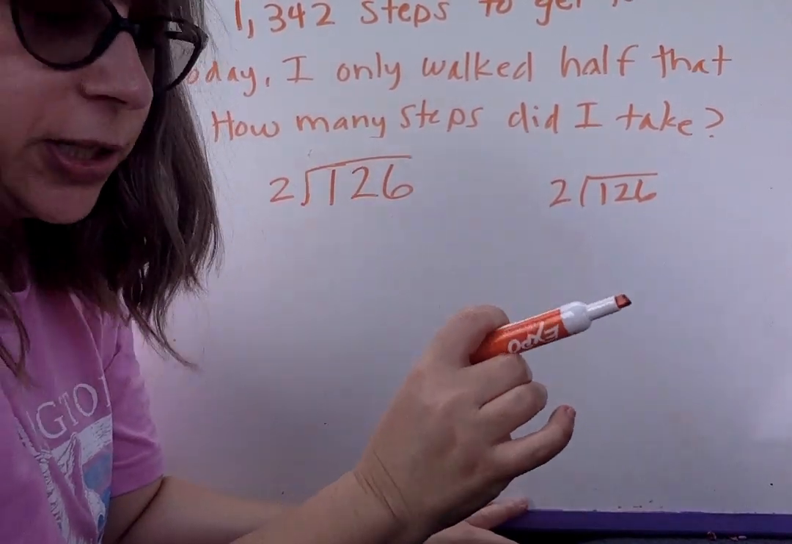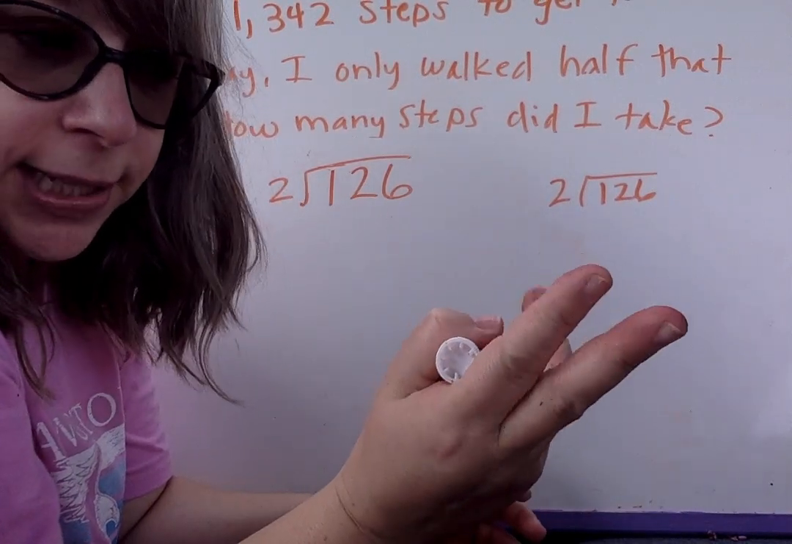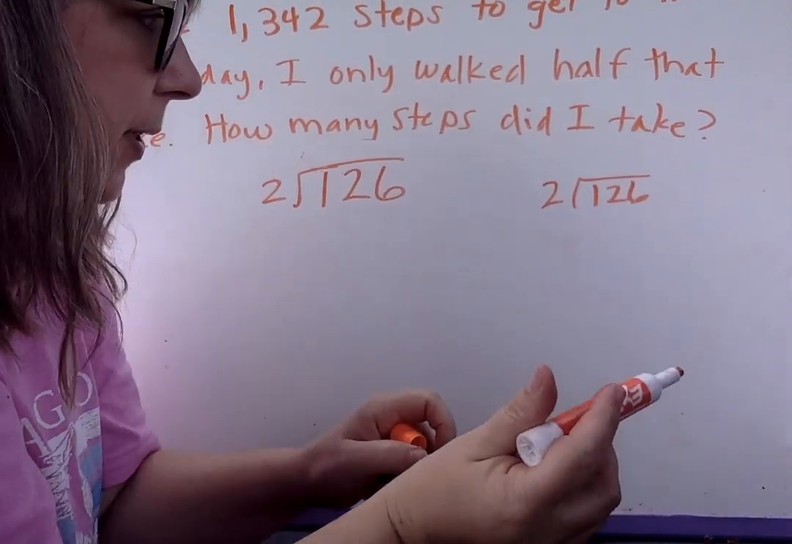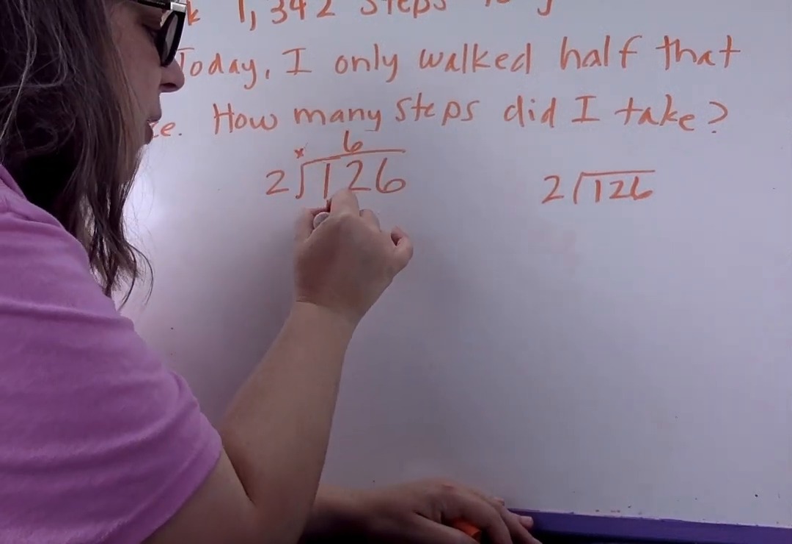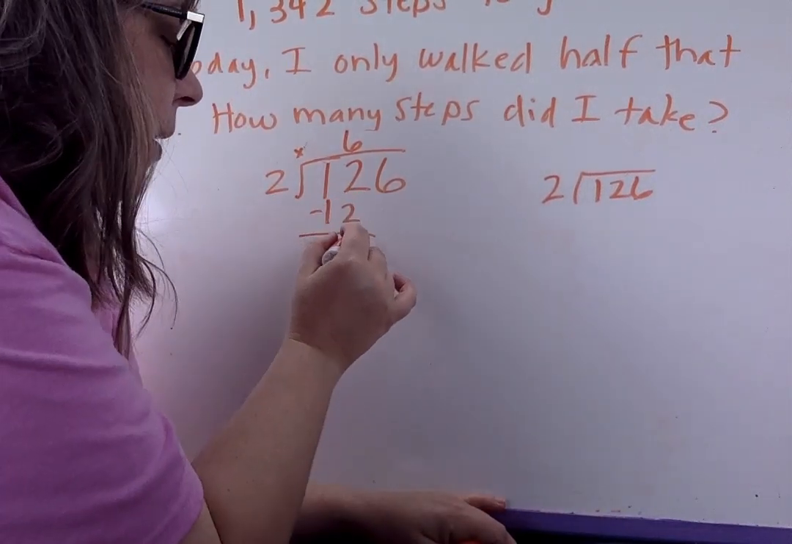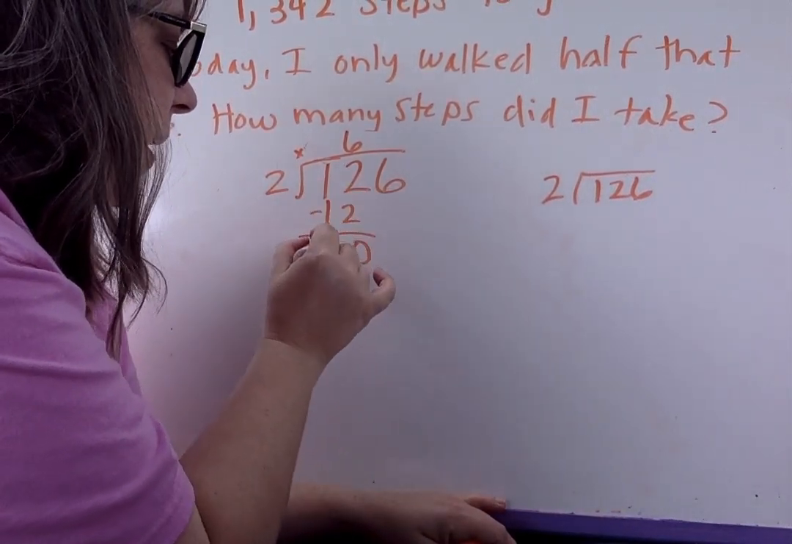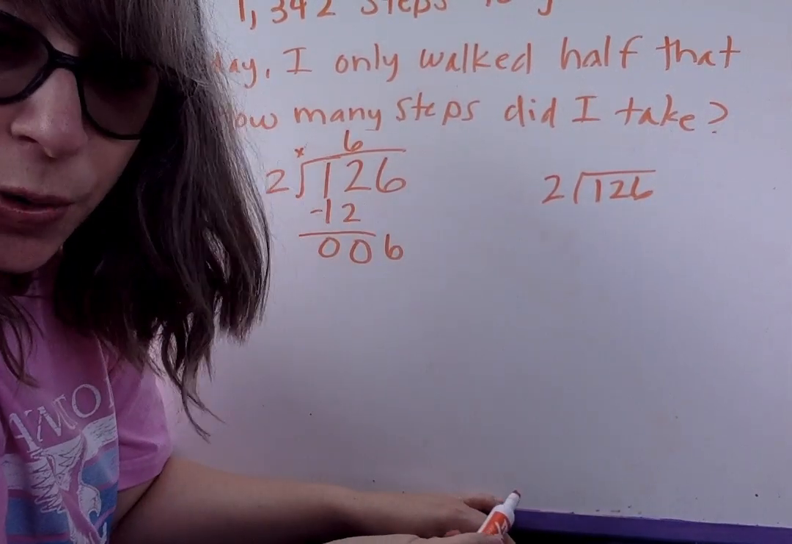Yes, 2 can go into 12. How many times can 2 go into 12? Well, 2, 4, 6, 8, 10, 12. So 6 times. 6 times 2 is 12. And now we're going to subtract those. 2 minus 2 is 0. 1 minus 1 is 0. We're going to bring down our 6. Well, how many times can 2 go into 6?